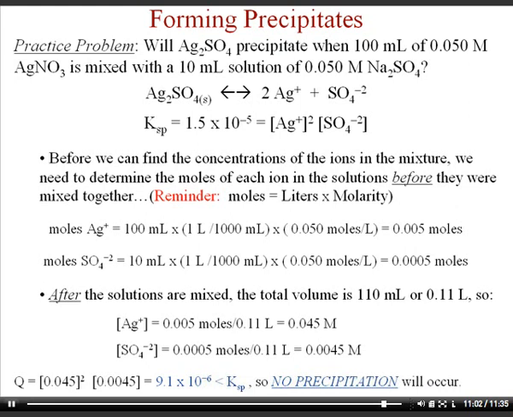Now the Q value ends up being 9.16 times 10 to the negative sixth, which is smaller than K, so you're not to equilibrium yet, so there aren't enough silver and sulfate ions to make a precipitate. So no precipitate will form.